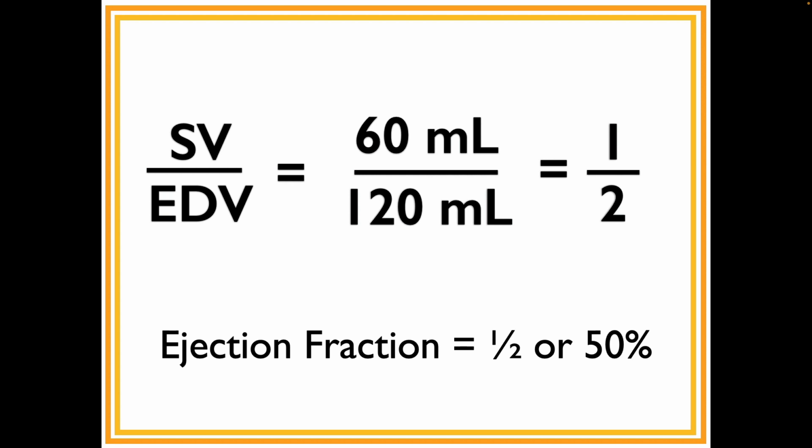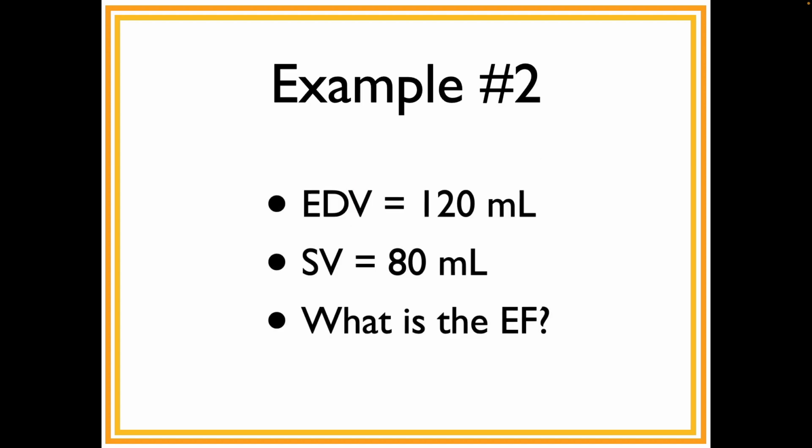50% of the end diastolic volume got pumped out. What would be considered a normal range? Good question, and we will get there. Okay. So Grace, example 2, 120, 80, what's the ejection fraction?